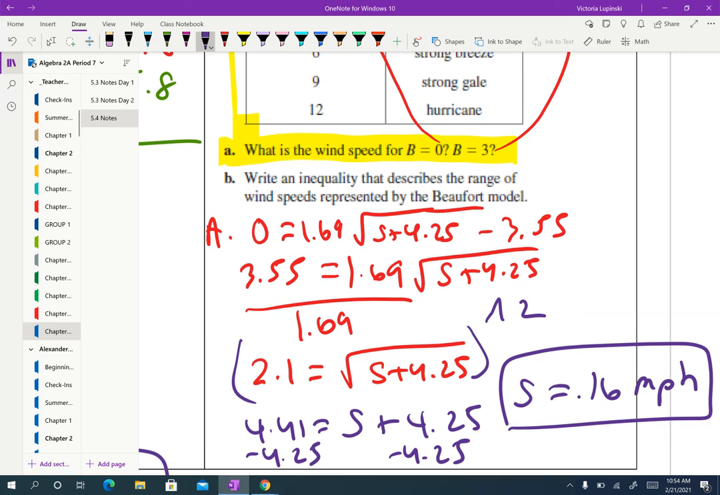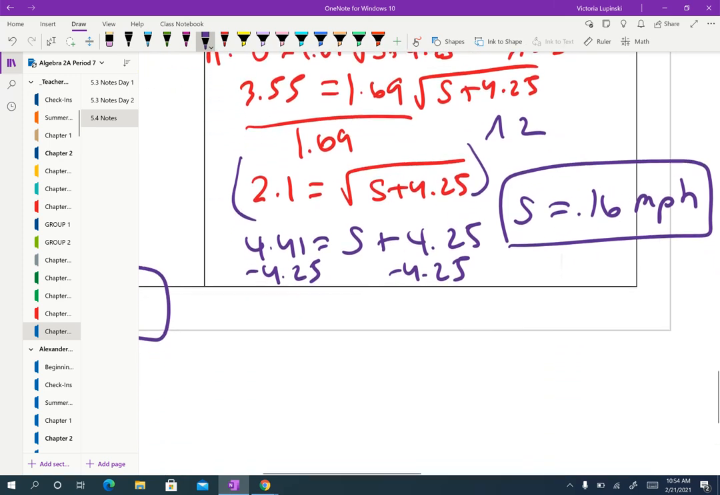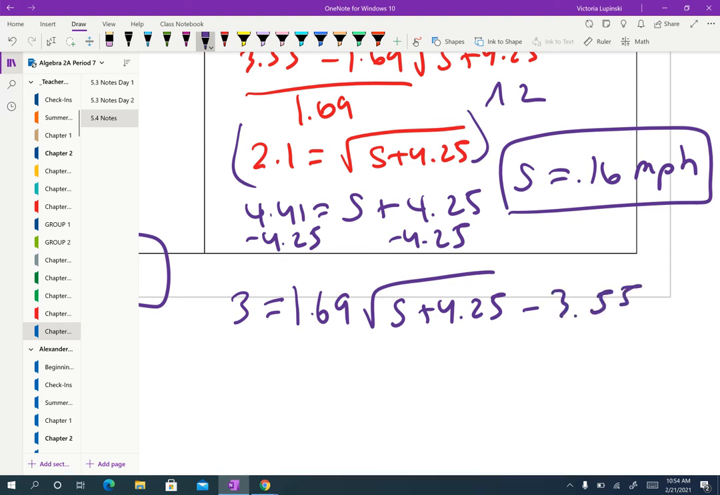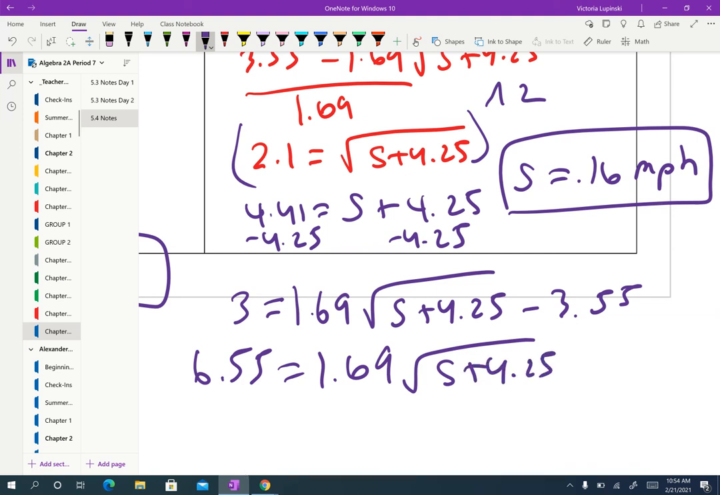Then they say, okay, do the same process, but this time for B equals 3. So if you're going to do this for B equals 3, you're just going to repeat the process with a 3. So 3 equals 1.69 times the square root. Again, we would have to give you these equations because there would be no way for you to figure them out. So you're going to add 3.55 to both sides. Then divide by 1.69. Then you're going to square both sides.